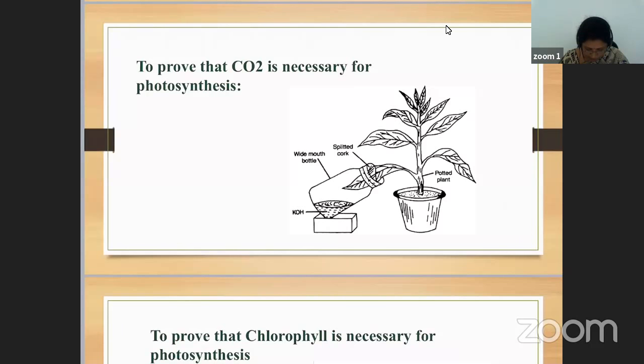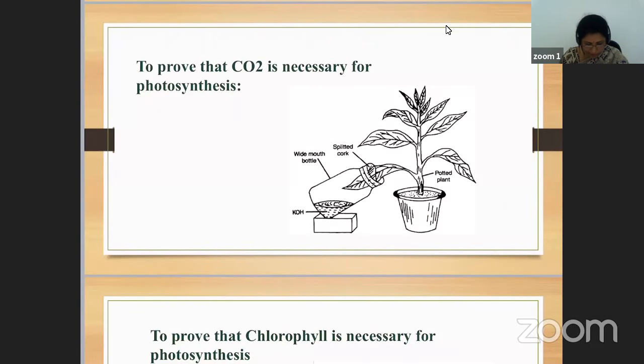After some time, you notice that gas bubbles will come out of the stem of the funnel and go into the test tube. You have to take the test tube out and bring a burning splinter. You will observe that it will burn with a bright flame. This indicates that oxygen is released during photosynthesis. You all know that oxygen is the only gas which supports combustion.